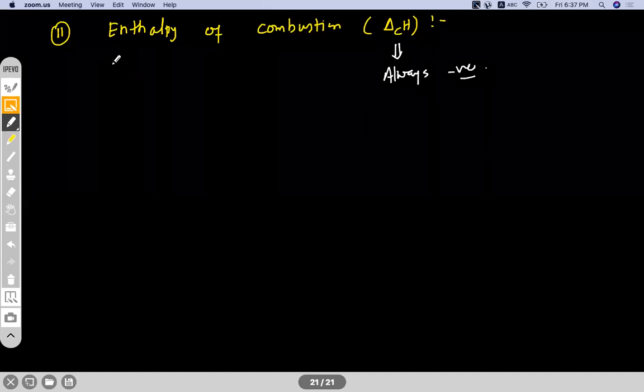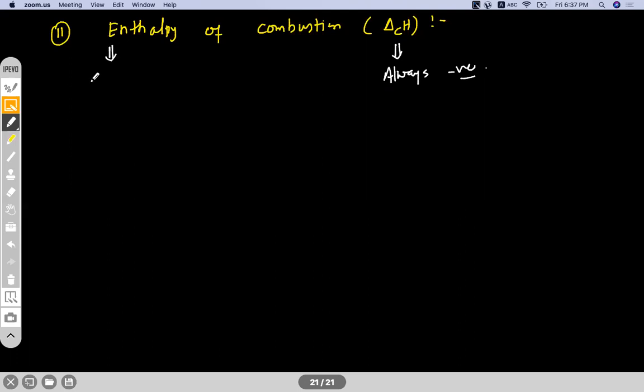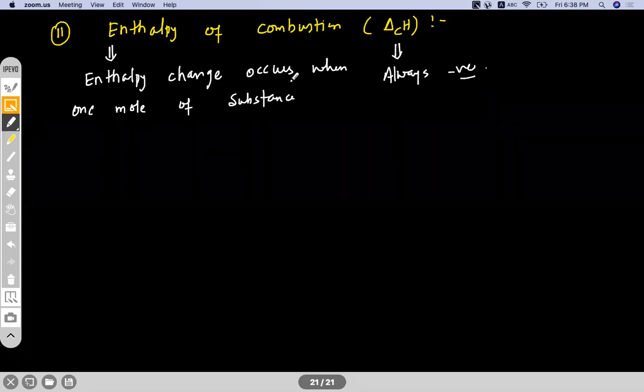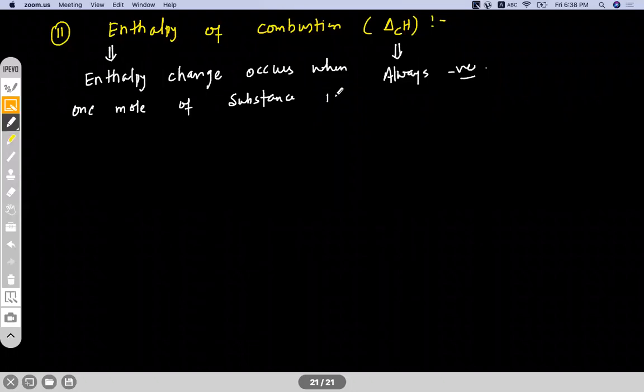It is the enthalpy change that occurs when 1 mole of a substance is burned in excess air, in the combustion process.